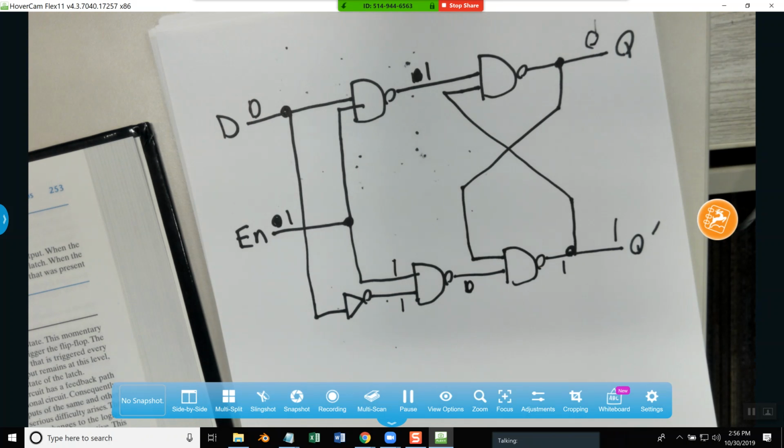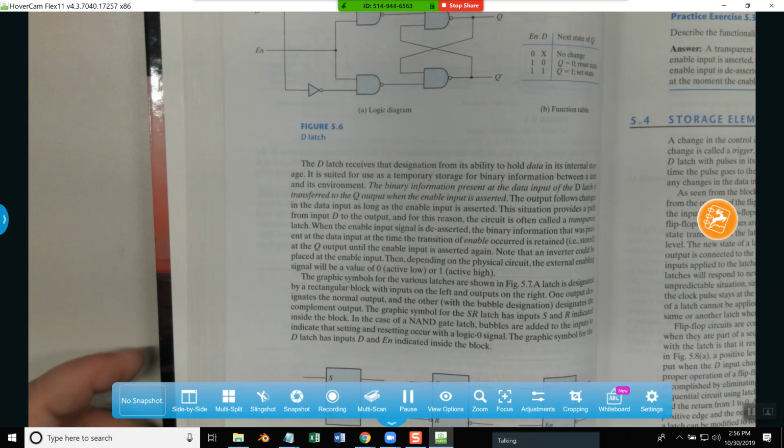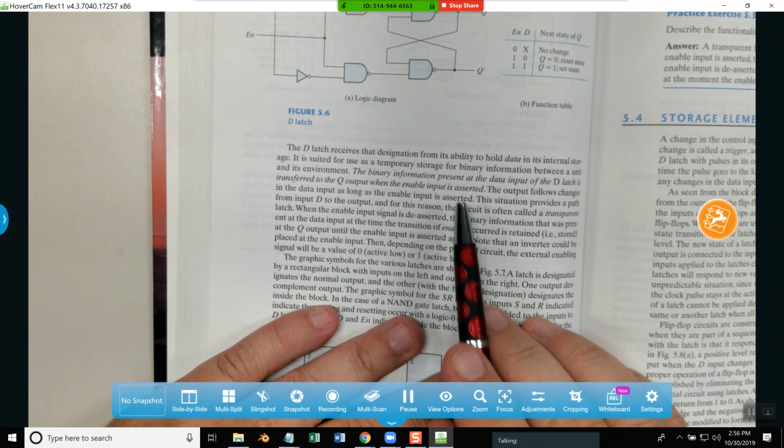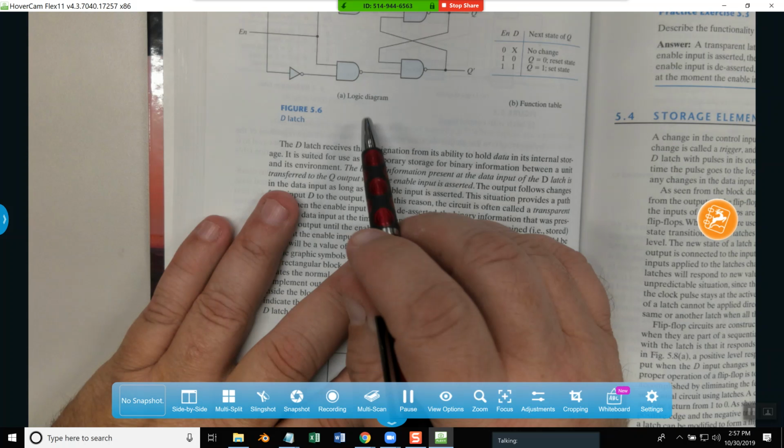So we got our data coming in here, and when we enable it, with E equal to 1, that passes your data on through to the Q. So it's holding that memory storage. Sorry, D is equal to 0 coming through here. Enable is 1. That causes 0 to go through. Okay, so that's just how you release the data from the storage there.